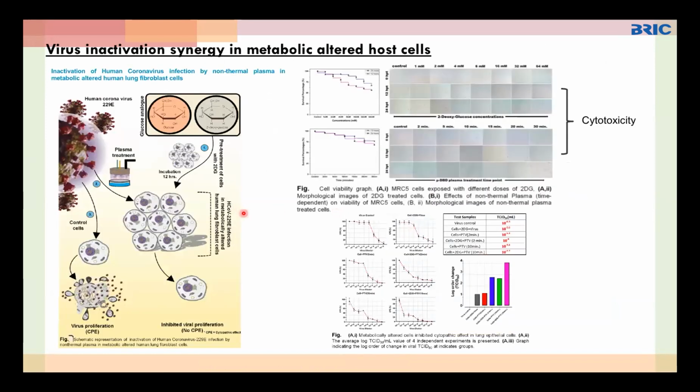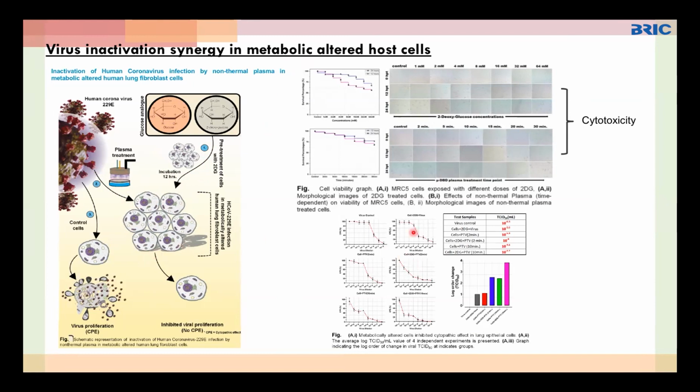Further, in extension of our previous work, we are also working on virus inactivation synergy by using metabolic modifiers. For this purpose, we are using 2-DG, the 2-deoxy-D-glucose molecule, which makes host cells less metabolically active, so the virus cannot propagate in the host cells. So this strategy is also working. We are working with plasma and 2-DG together to make the virus ineffective by more than 3 or 4 log order.